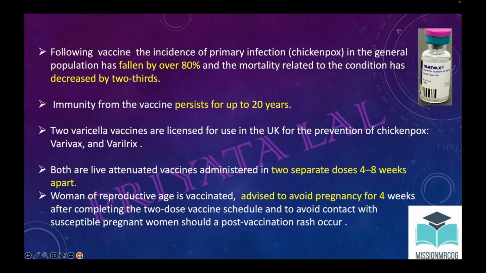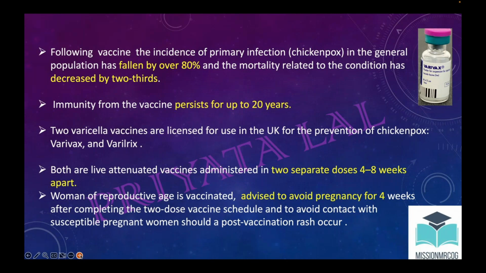Two types of vaccines are used in the UK. These are Varivax and Varilrix. Okay, so I have shown you the picture of Varivax. These are live attenuated vaccines. As these are live vaccines, we cannot offer them to the woman while she is pregnant. Usually two doses are given, and these doses are 4 to 8 weeks apart.